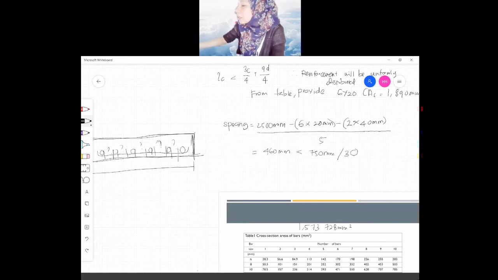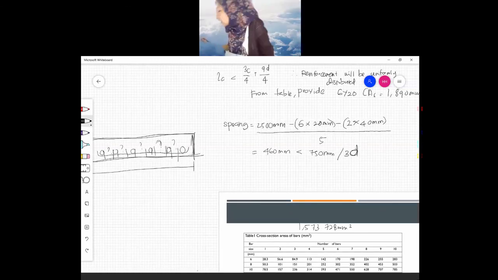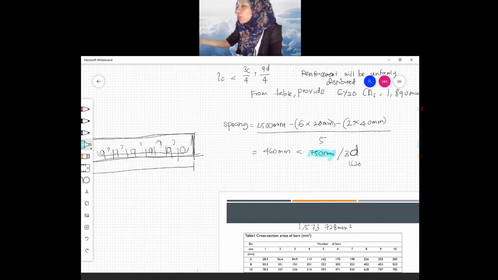Sorry, 3D, yes, 3D. So D here is effective D. So since our D sebenarnya 540, kita akan dapat 1620. So which one yang smaller? Kita akan compare dengan value yang lebih rendah lah, which is 750. Kalau D 200, yes, kita akan compare dengan 3D, 200 darab 3 baru 600. So 460 must be less than 750 or 3D. Pick the number that lowest.